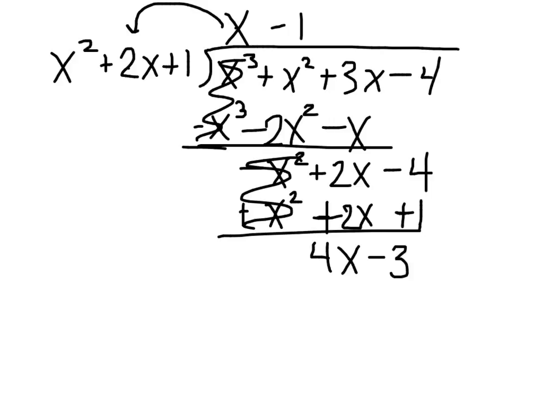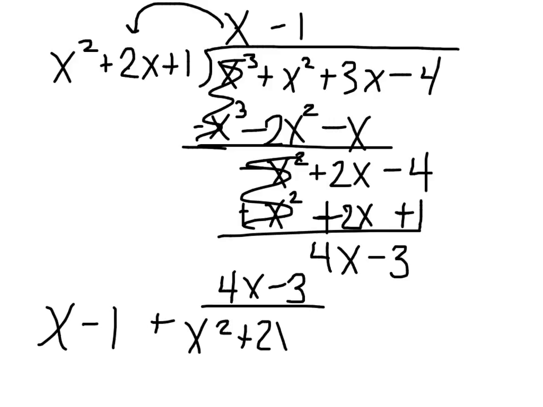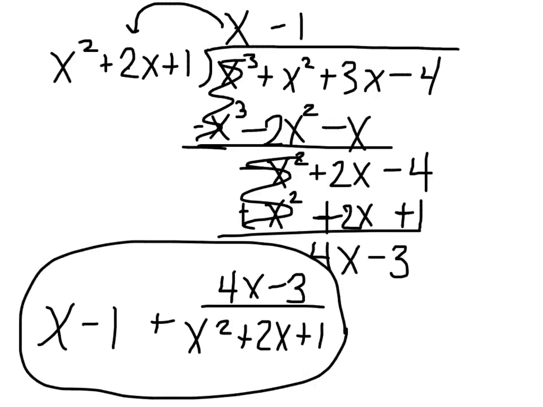Can I go any further into that? Can I times something by x squared to give me a 4x? No. What is all that stuff in the bottom? Remainder. So the top was x minus 1 plus the remainder, 4x minus 3, over the divisor, x squared plus 2x plus 1. And that's 15.